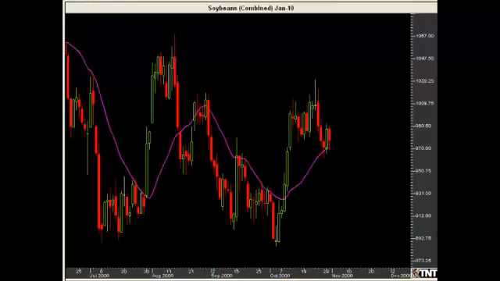Remember, if you choose to use a moving average line, it is just a tool, but try to focus on what's happening on the price charts as well, and take your trades accordingly.